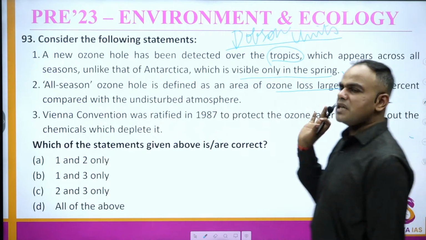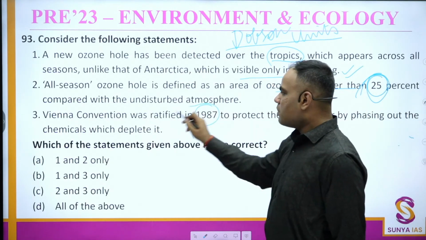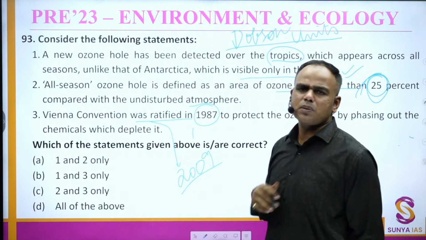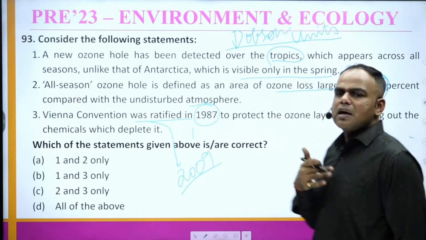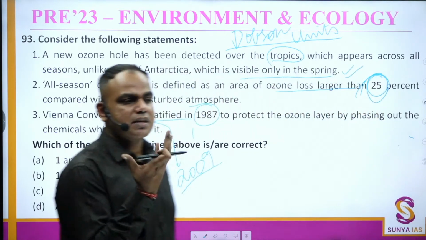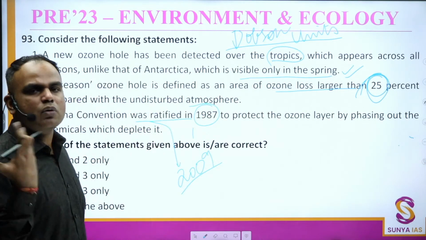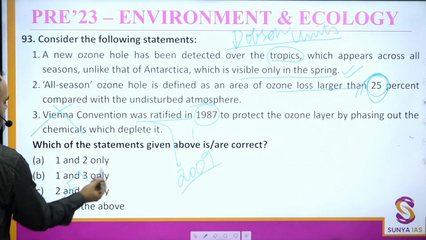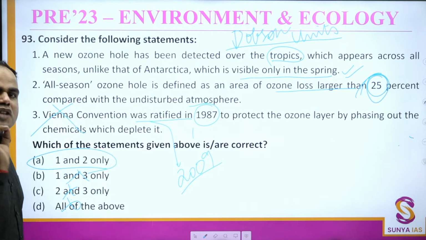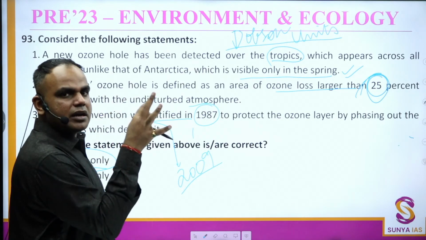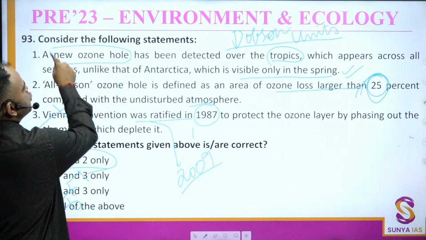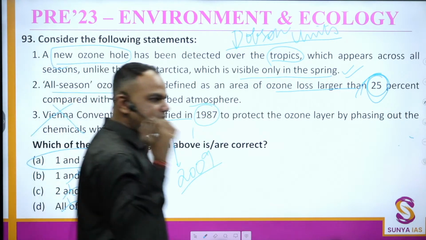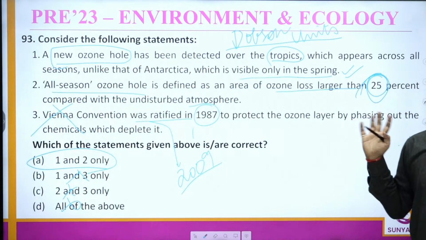Now the Vienna Convention came about in the year 1987, true, but the ratification happened far later. You don't have to remember the year, but basically this happened around 2009. Because when countries have to sign and create laws, ratification will take some time. It is not going to happen automatically. So because of this factual thing, 3 is wrong. But most of you are aware about ozone depletion in the Antarctica region, while the ozone hole detected at the tropics is also new. And what is this all season ozone hole? This is something new, something you can definitely add to your knowledge.